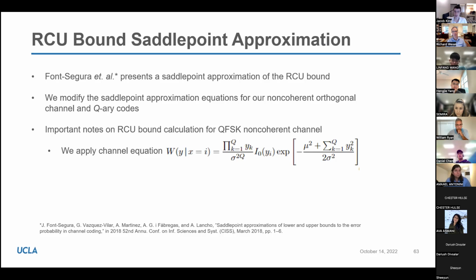First, several equations for the saddle point approximation require the channel equation. We derived this channel equation previously, and it is the product of the PDFs of one Rice and Q-1 Rayleigh random variables. And we can again see the channel equation here. Second, a couple equations also require integrating over the full domain of the channel output. For our case, the channel output is our random vector Y, which is the outputs of all of the correlator banks. So we must perform numerical integration over the vector space R_+^Q, or the space of all length Q vectors with all positive elements.